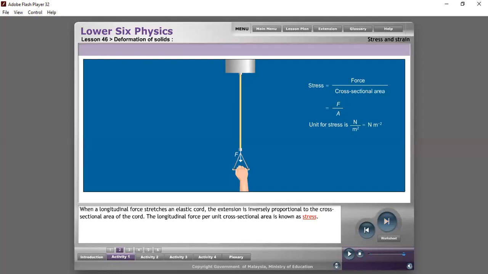So this means that F over A, the force over the cross-sectional area, as we know, will be the pressure, right? But if we apply the concept of force over the cross-sectional area, actually that one is the stress. What is the difference between stress and pressure? Actually, stress and pressure are equal.